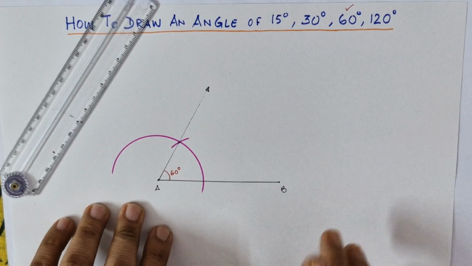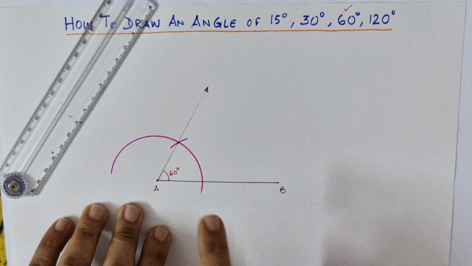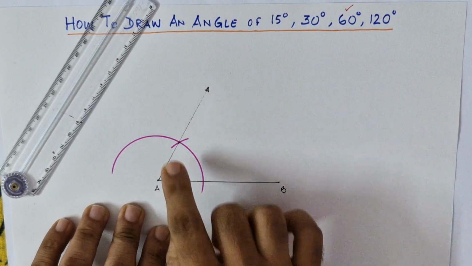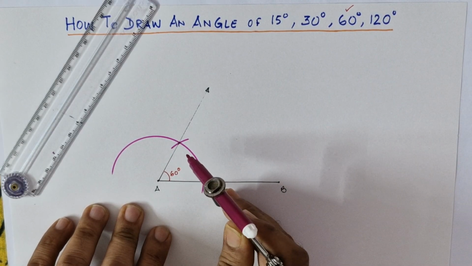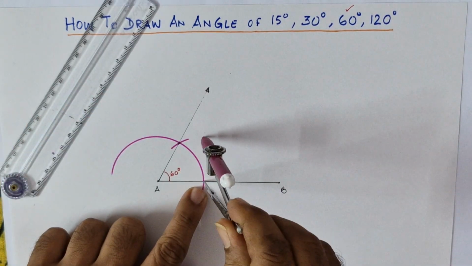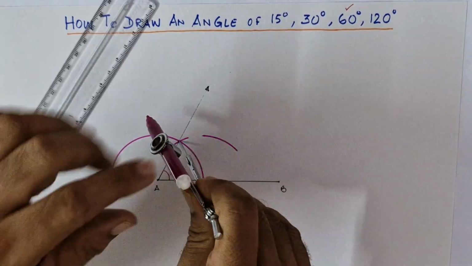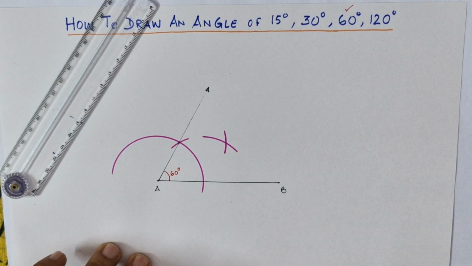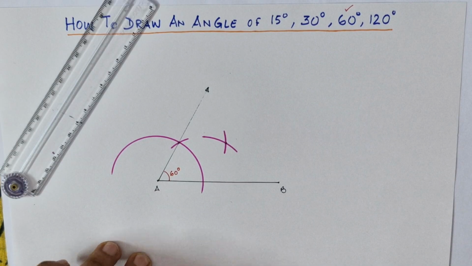Now, in my earlier lecture, I have explained how to draw an angle bisector. Now, if you divide this angle 60 degree, you will get 30 degree. So let's divide this angle. So without changing the radius, with this as center, I'll draw an arc, and with this as center, we'll draw an intersection arc. Again, we will point this one and we'll join this one.